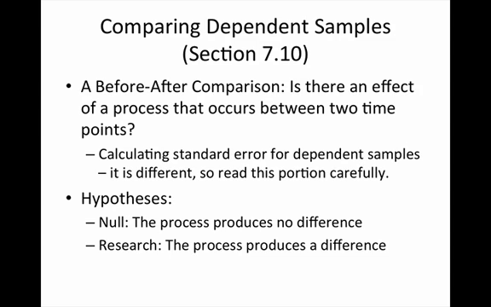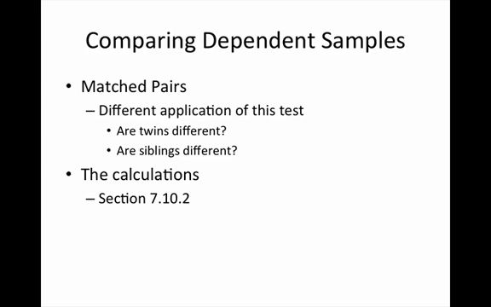The hypotheses are represented in the following way. The null hypothesis states that the process produces no difference. There's no effect of time between time 1 and time 2. And the research hypothesis suggests that the process produces some type of difference.